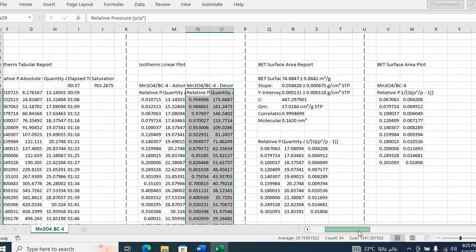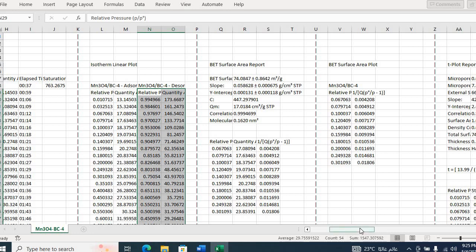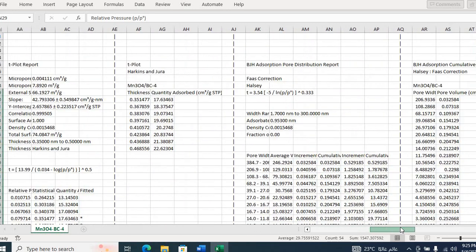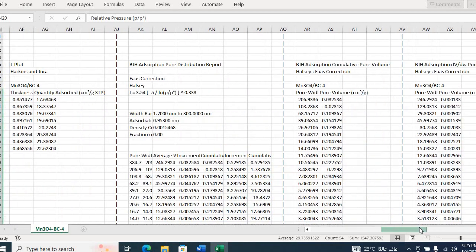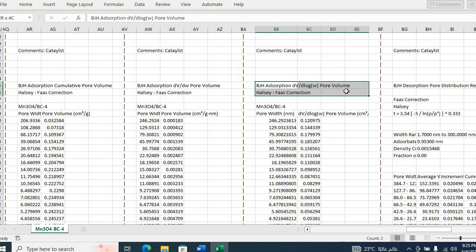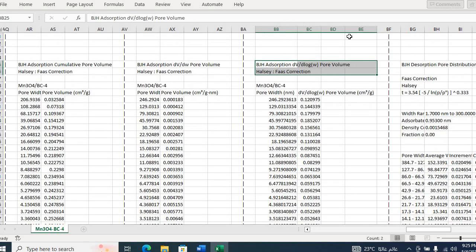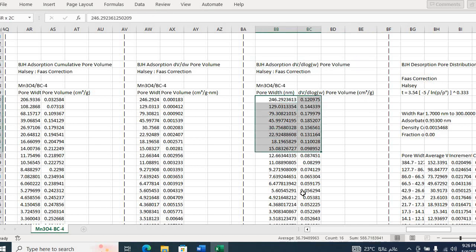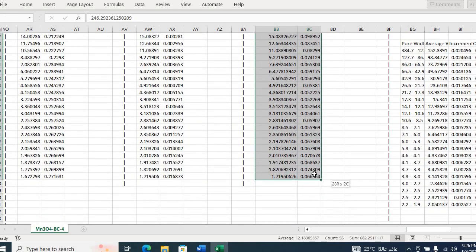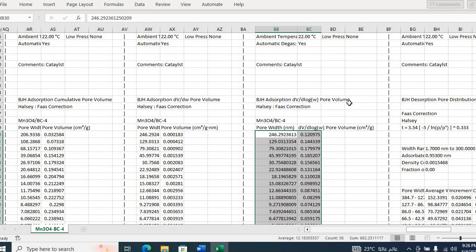Then comes pore size distribution, which is very important. So this is not our pore size distribution. This is also not pore width, average pore volume. This is also not. What is important is BJH adsorption differential pore volume. This one is important for us. This is BJH adsorption dV by d log W pore volume. This is for adsorption. This is adsorption differential pore volume.